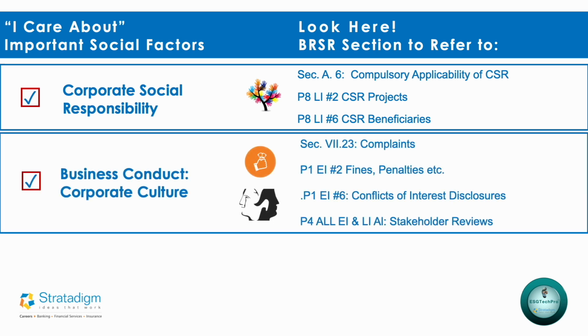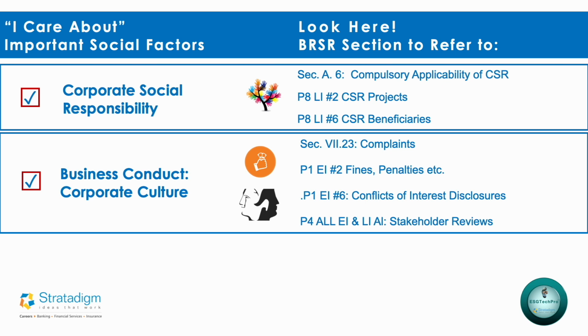From a business conduct and corporate culture perspective, do look at section 7.23 to see the nature of complaints. Do look at Principle 1, essential indicator 1. Has the bank been fined or penalized for anything? In Principle 1, essential indicator 6, conflict of interest of board members and top management has to be disclosed.